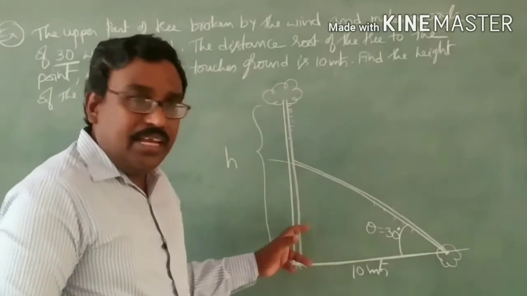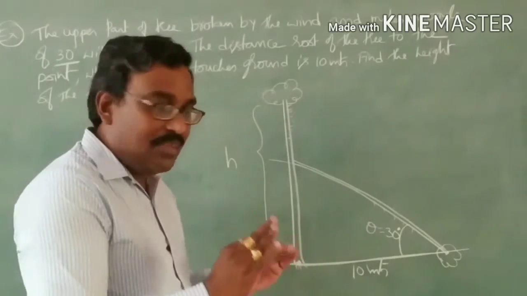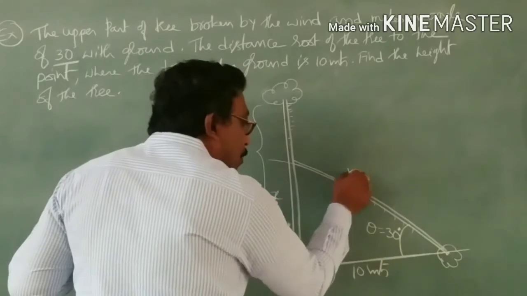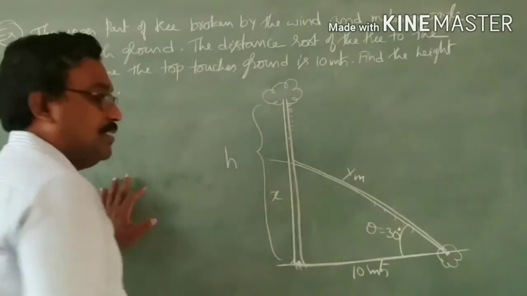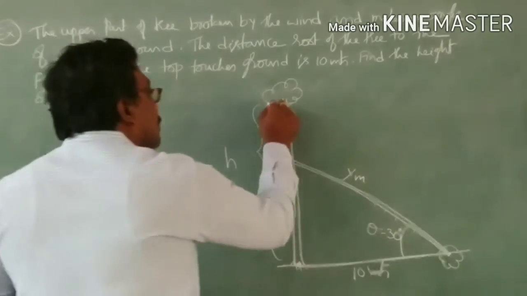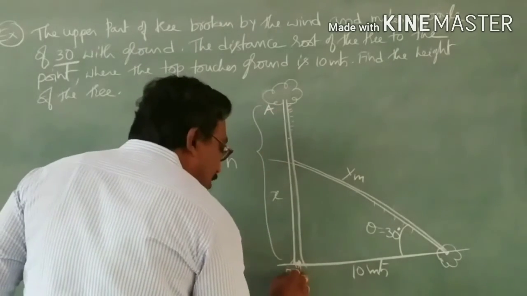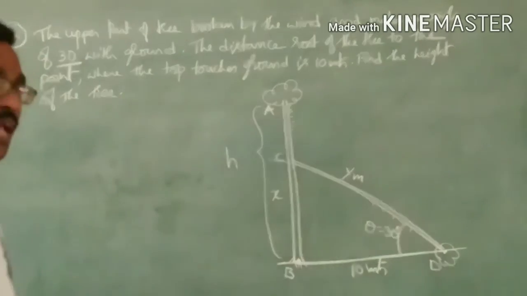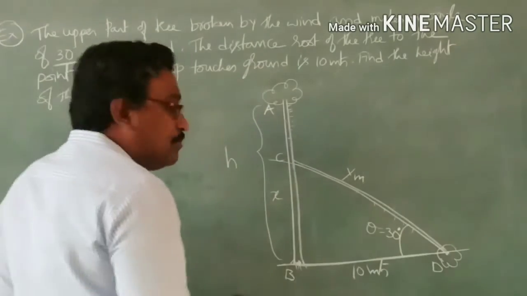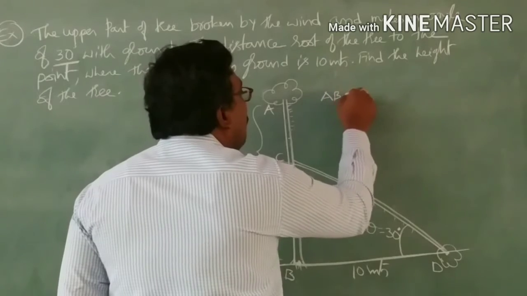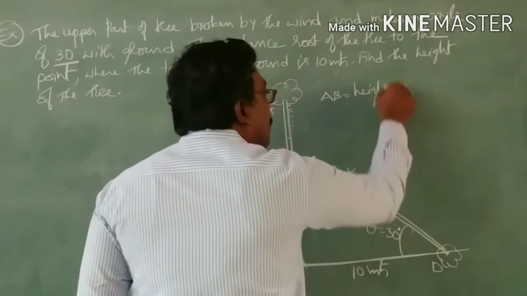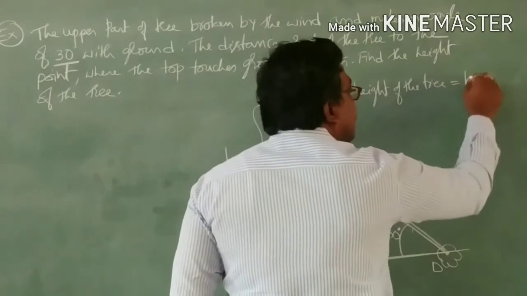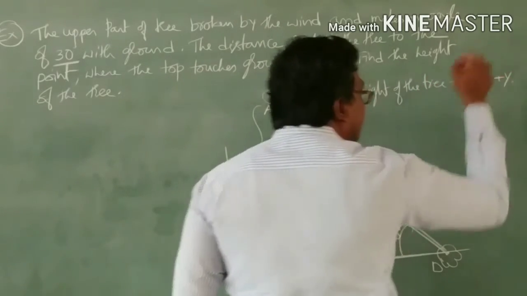Now this tree is divided into two parts. I am taking this part as x meters and the broken part as y meters. So I am giving names to this. AB, description I am writing. AB is nothing but the height of the tree, that is h, of course x plus y.